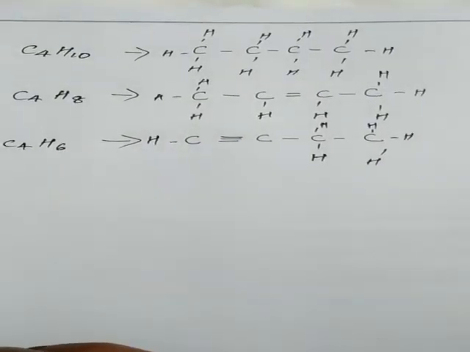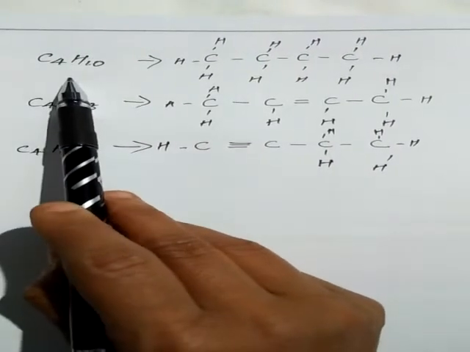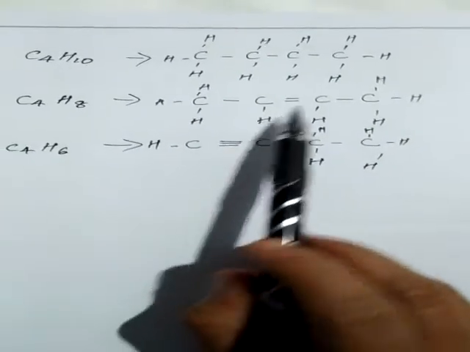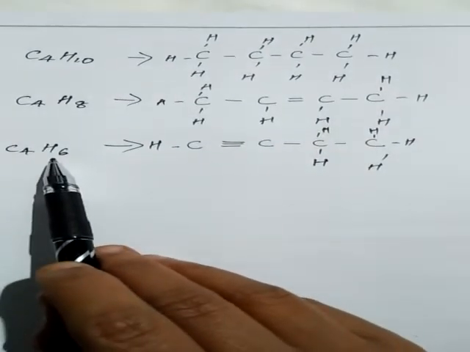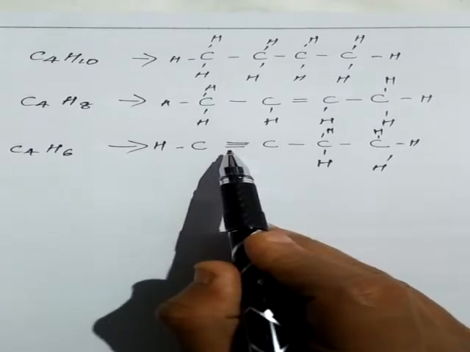Okay, now we learn how to draw the structure of butane, butene and butyne. See, here butane, it's a saturated hydrocarbon, so we used only single bond. Butene, it is unsaturated, so we used a double bond. And butyne also an unsaturated hydrocarbon, and here we used a triple bond.